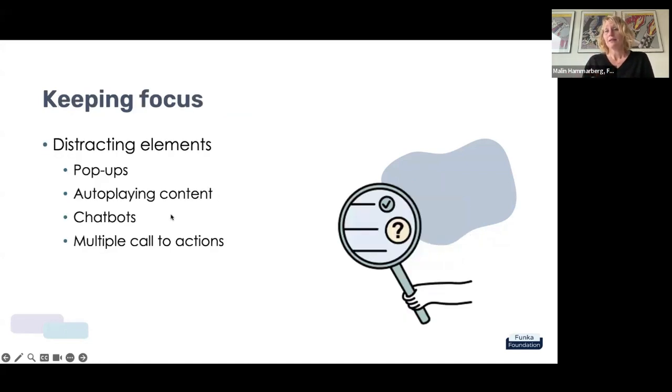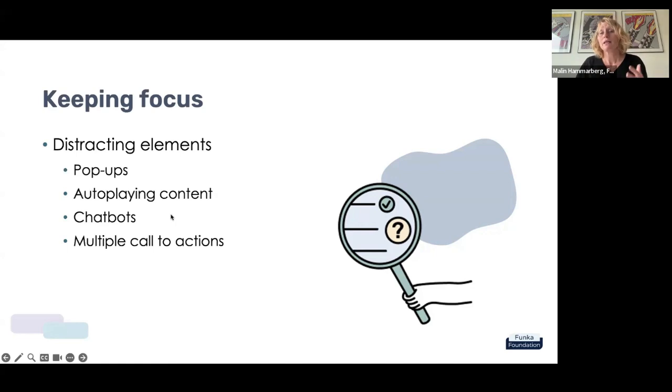And then the last one, the thing about our concentration, when we need to keep focus. And there are loads of distracting elements online. They might be pop-ups that are needed for different reasons, feedbacks or email signups or login or chatbots. It might be auto-playing content. And you know that big video on a website or that carousel that keeps turning around or that ad that is flashing on the side, all of them ticking on our attention.